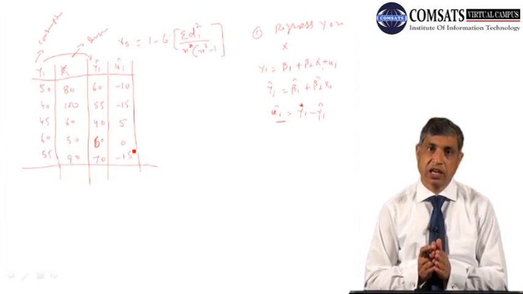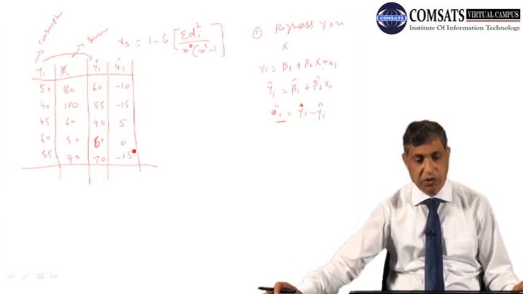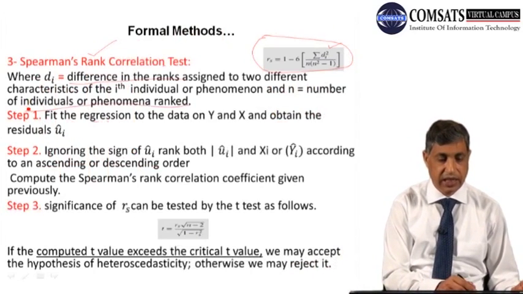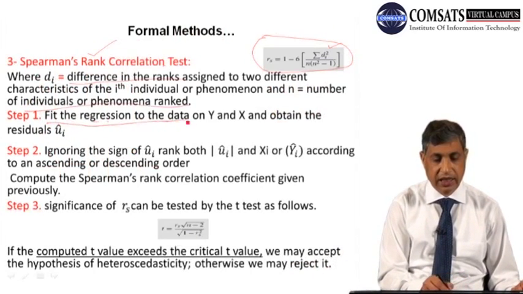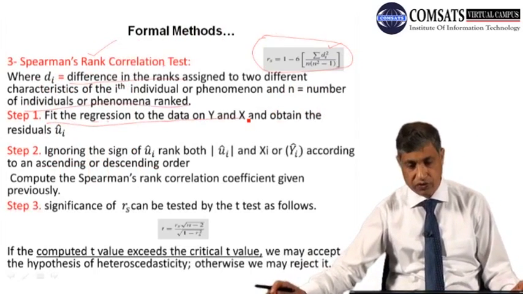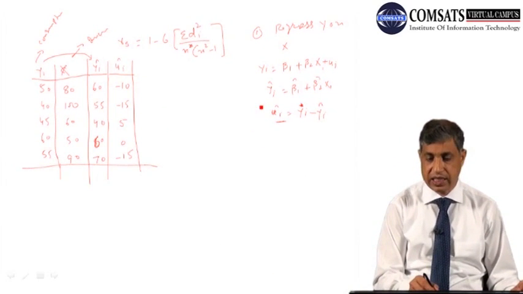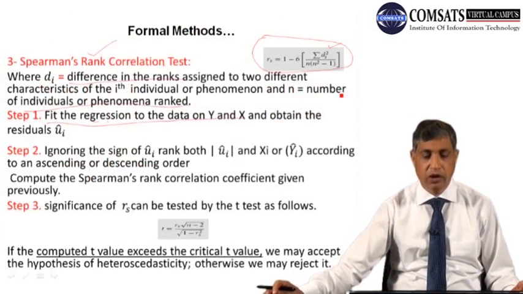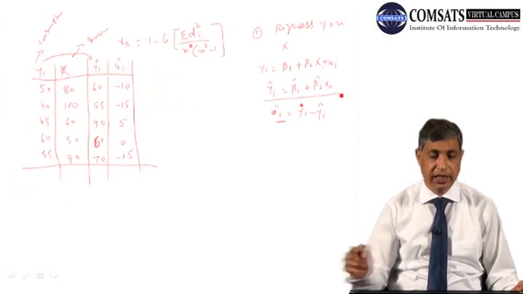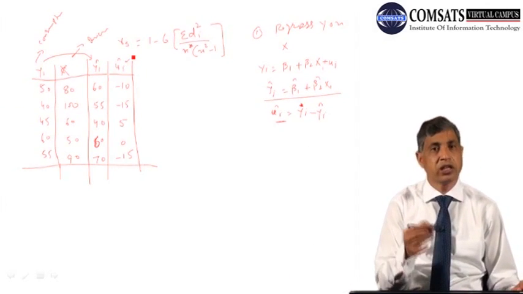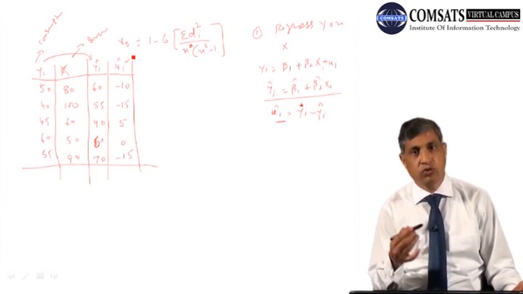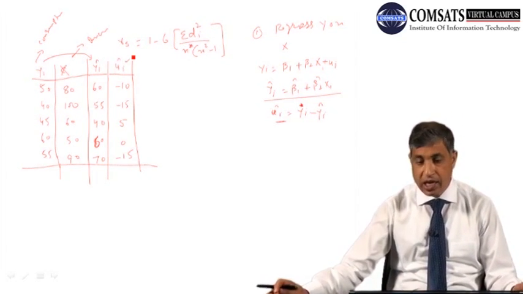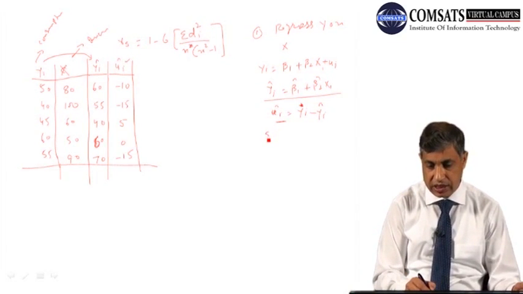This was our first step in the Spearman rank correlation. We fitted the regression line on the data, y on x, and then obtained the residuals u_i hat, which is the error term, residual, disturbance term, whatever you can call it, and this is simply y_i minus y_i hat. Now this was the first step. Now there is step 2.